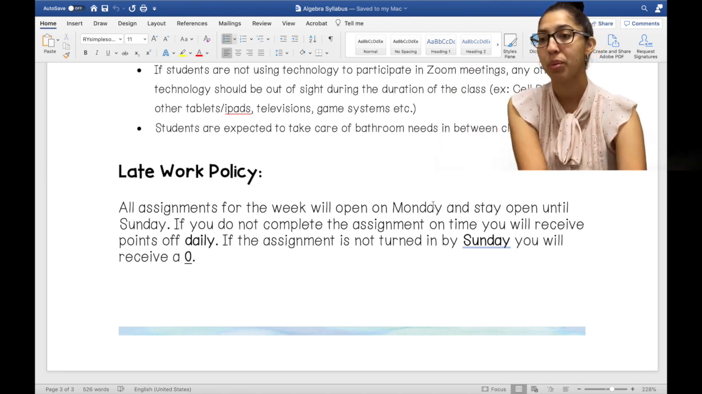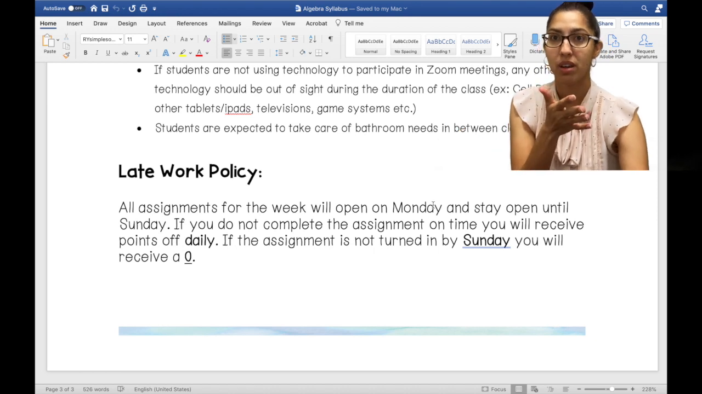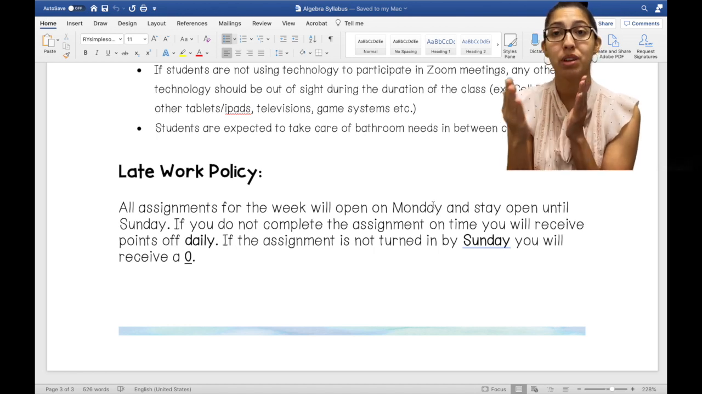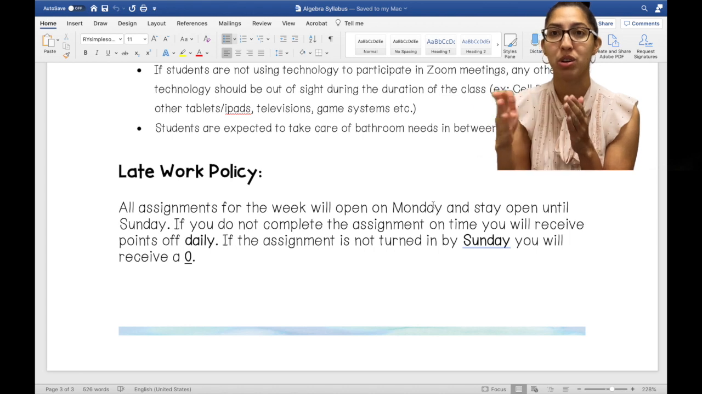Okay. Late work policy. All assignments for the week will open on Monday and stay open until Sunday. If you do not complete the assignment on time, you will receive points off daily. If the assignment is not turned in by Sunday, you will receive a 0. So if an assignment is supposed to be done on Tuesday and you don't do it by midnight, it's going to be points off every day until Sunday. Okay, it'll be about 5 points a day.